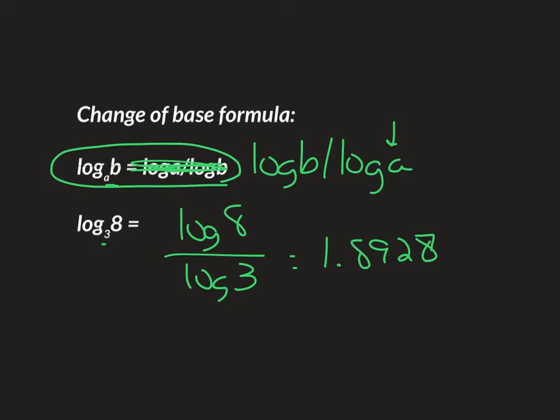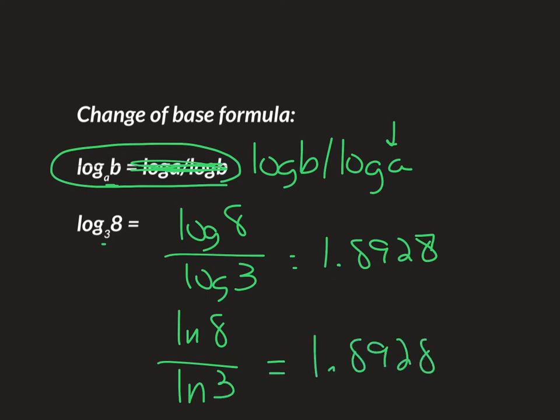Now, cool thing is you can change to any base you want. If I want to do ln 8 over ln 3, I would still get the exact same answer. And again, the reason we usually use base 10 or base e is because that's what our calculator does so well. There are times, though, when it's good to change to other bases, and I'll show you those when that happens. But for now, that should be good.